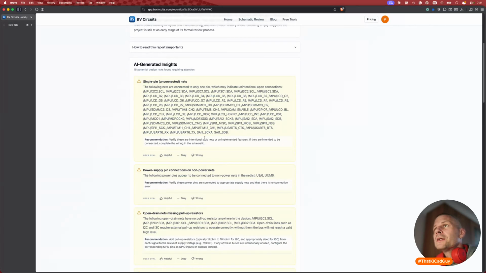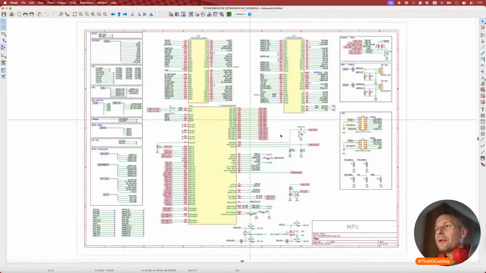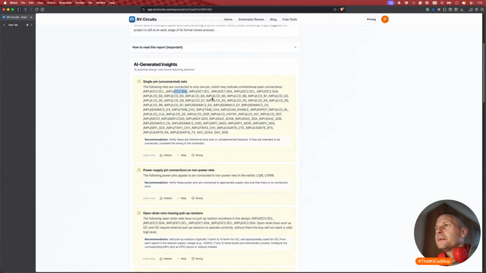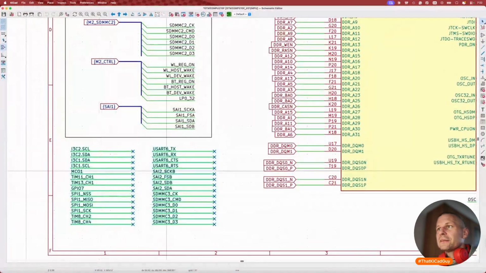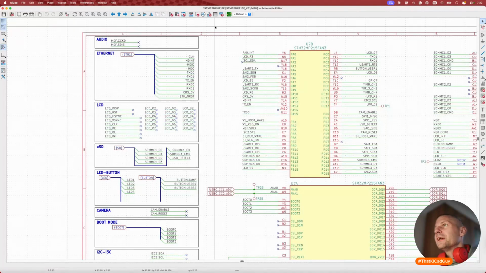Issue number 1, single pin unconnected nets. The following nets are connected to only 1 pin. I2C 2 SDA. Okay, so let's check it, and probably all of these are addressed. SDA, LCD, yes. Probably yes. All LCDs, yes.